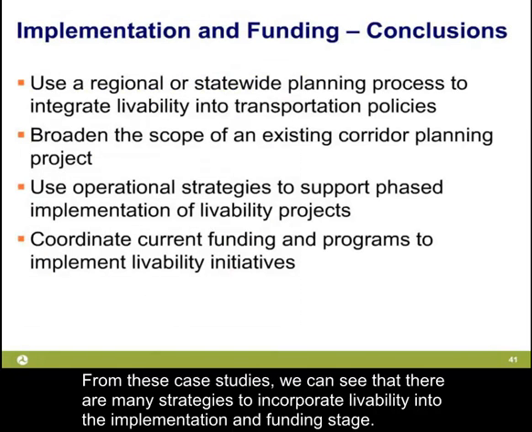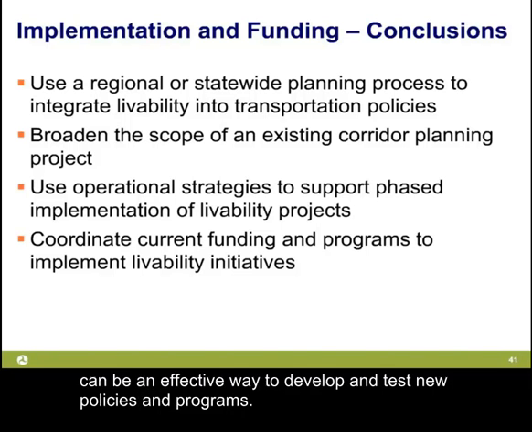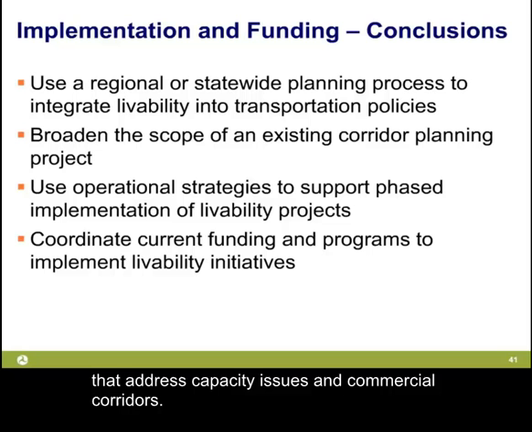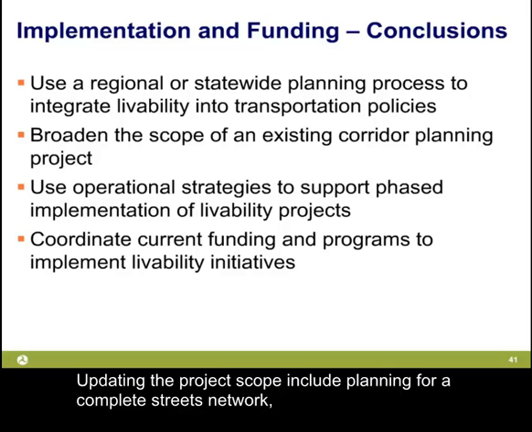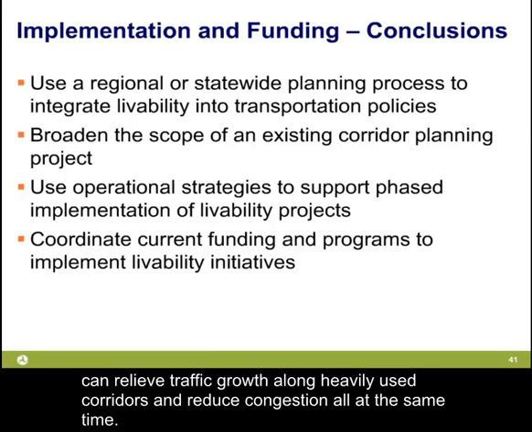From these case studies, we can see that there are many strategies to incorporate livability into the implementation and funding stage. First, working at a regional or project level in several localities at once can be an effective way to develop and test new policies and programs. By broadening the scope, most MPOs can work on projects into their work program or TIP that address capacity issues on commercial corridors. Updating the project scope to include planning for a complete streets network, land use and development planning, or transit system expansion can relieve traffic growth along heavily used corridors and reduce congestion all at the same time.